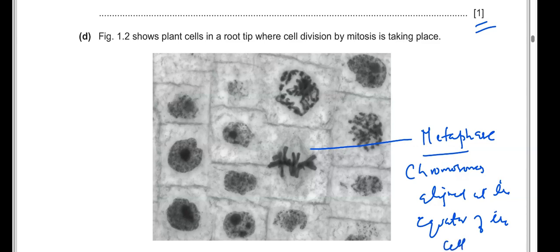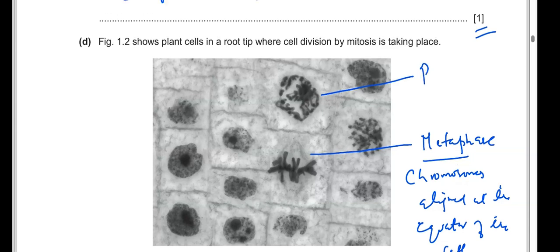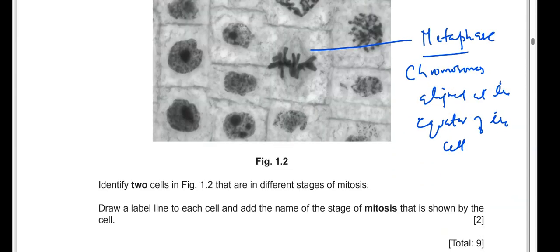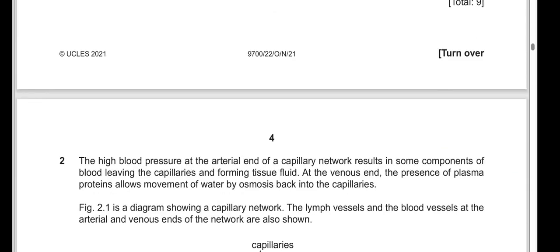Whereas this stage of the mitosis, we can say this is the prophase, because we can clearly see that the nuclear membrane has disappeared, the nucleolus has disappeared, and the chromosomes can be seen because they condense in the prophase.